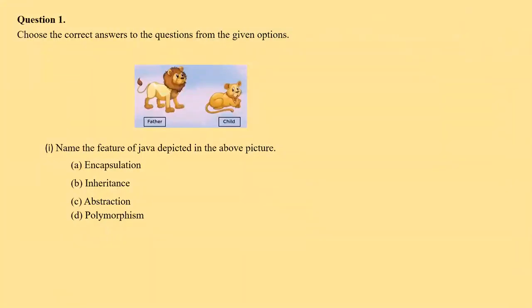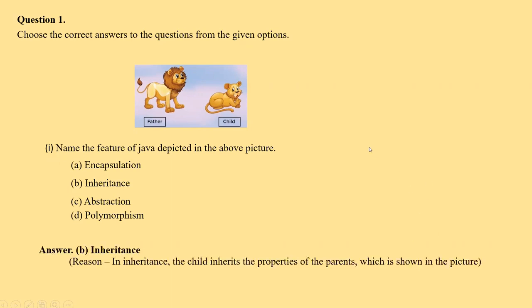The first question comprises 20 MCQs. First one: name the feature of Java depicted in the above picture. As you can see in the picture, there is a lion as the father and a cub as the child. The options are encapsulation, inheritance, abstraction, polymorphism. The answer is inheritance. The reason behind it is, in inheritance, the child inherits the properties of the parent, which is shown in the picture very clearly.